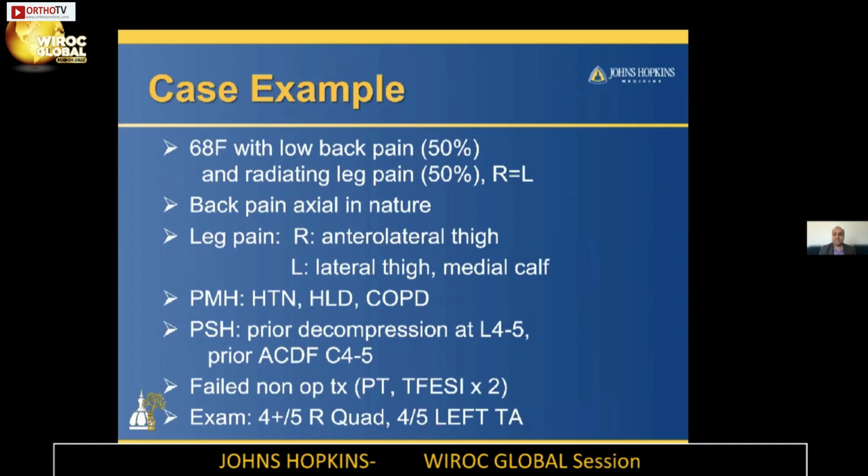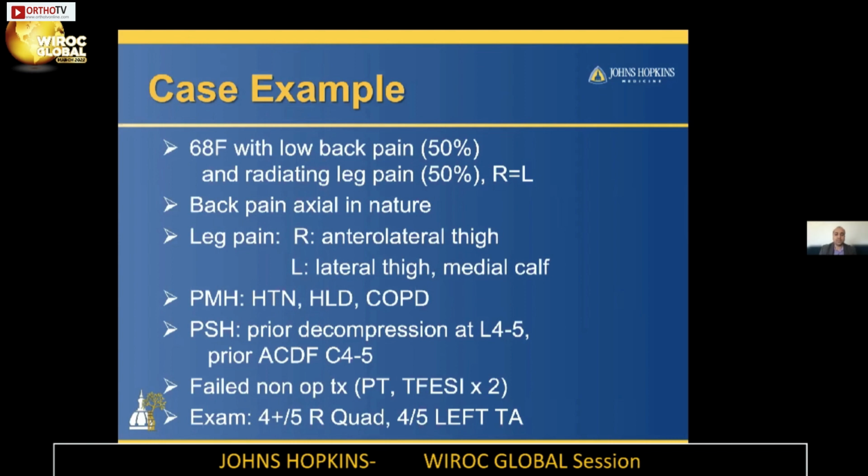So a case example: a 68-year-old woman with low back pain, 50%, and radiating leg pain, about 50%, right equals left, presented to our clinic. The back pain was largely axial in nature. The leg pain was radicular, on the right side in the anterolateral thigh, on the left side in the lateral thigh and medial calf. Past medical history of hypertension, hyperlipidemia, and COPD, and past surgical history of prior decompression at L4-5 and a prior ACDF at C4-5. She had failed extensive non-operative treatment, several months of physical therapy, and multiple epidural injections.